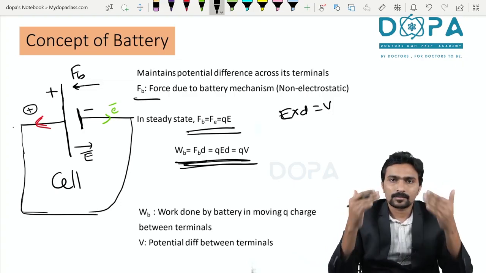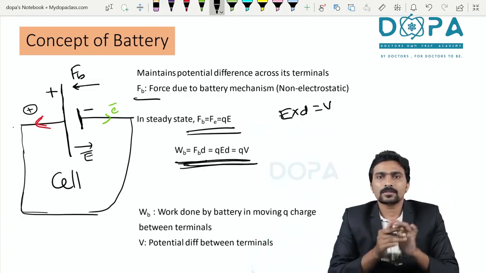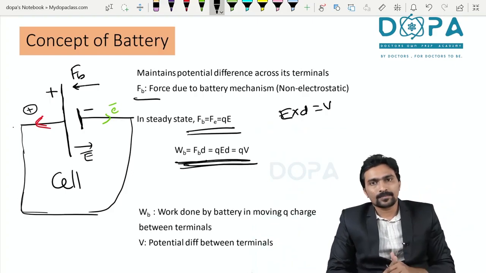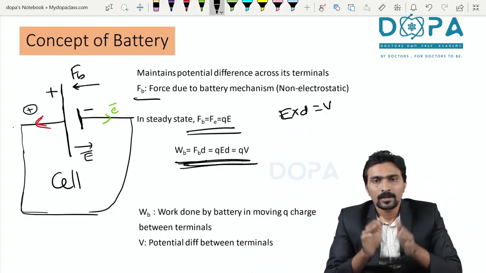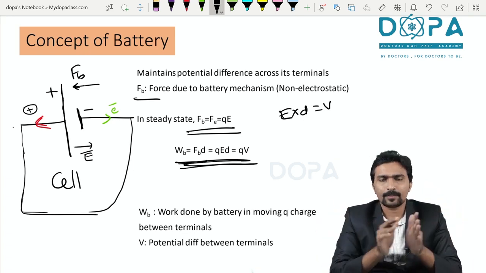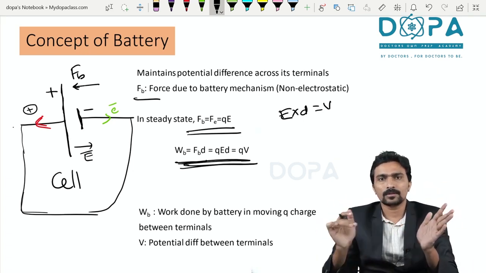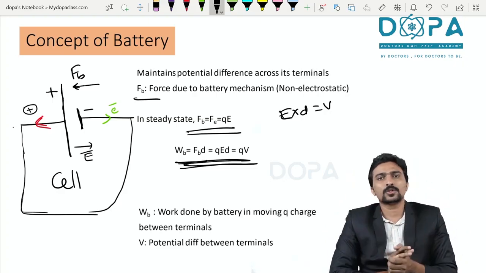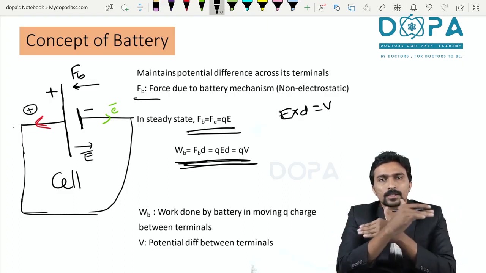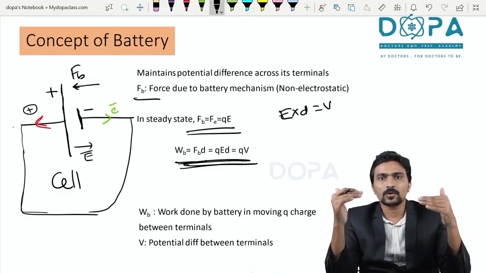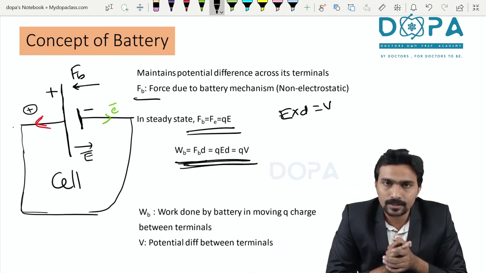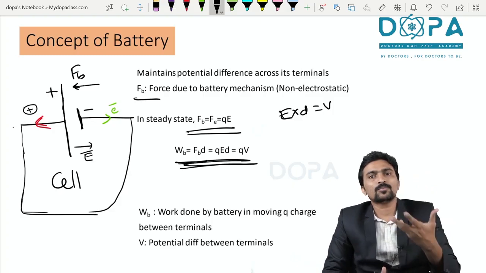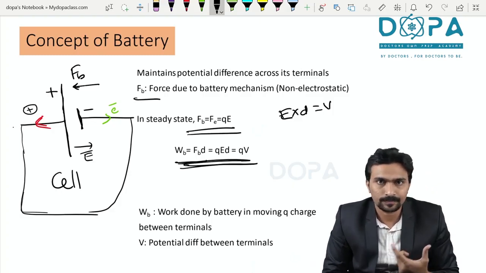And once this motion starts, once this electron starts moving from one plate to another plate, there will be a steady state. So how is a steady state achieved? Due to the separation of charges, an electric field will be formed between the cell, which is in the opposite direction of the force due to battery mechanism. And when those two forces are equal, we will have a steady state. Even in steady state, the battery will provide potential difference.